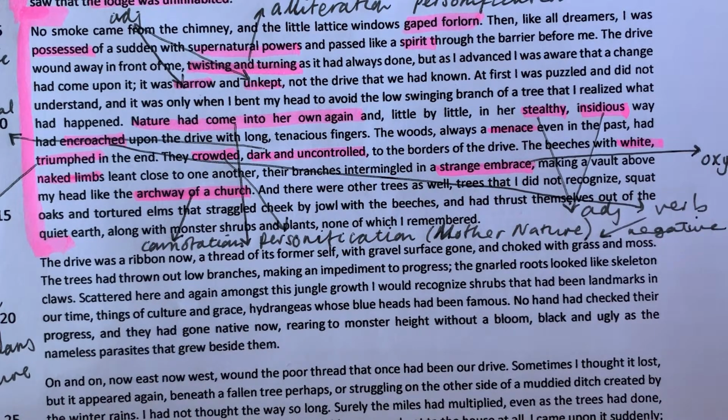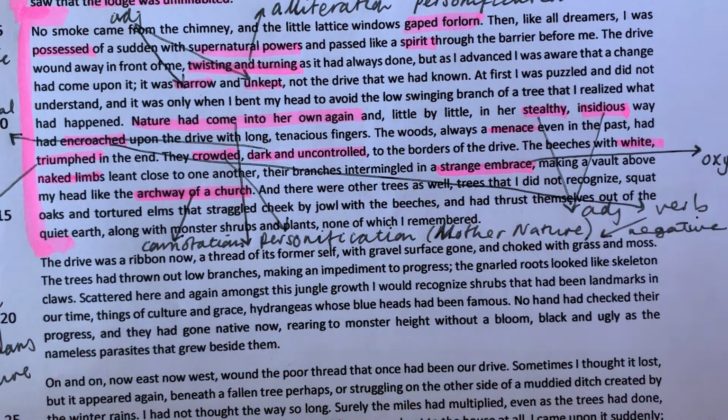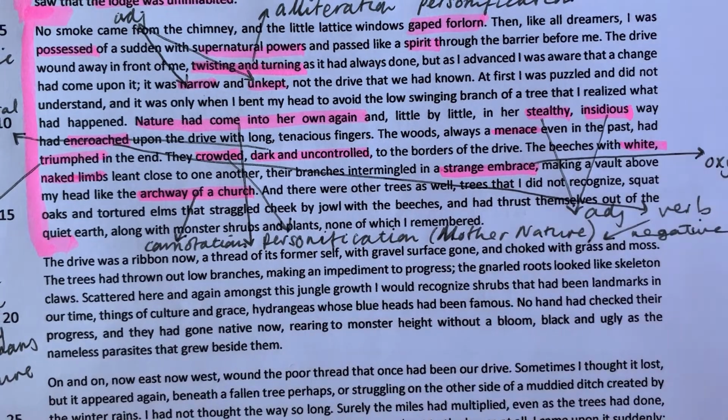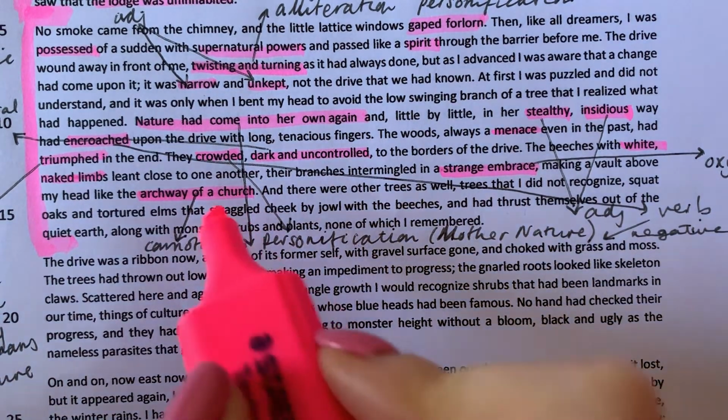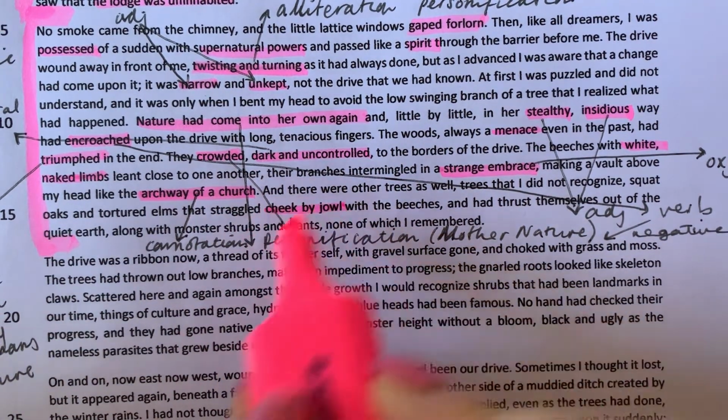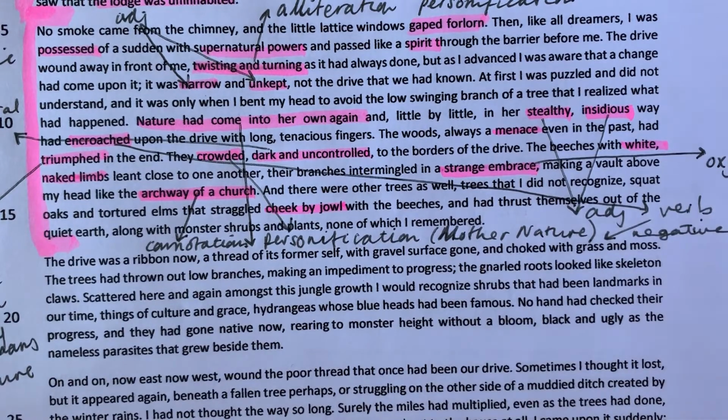tortured elms that straggled cheek by jowl with the beeches. So again, we've got straggled cheek by jowl. The cheek is the fleshy upper bit of your face. The jowl is the kind of, hopefully not many of us have it, but the bit of fat that kind of drops down from your chin. Dogs have them more often than humans do, but that idea that they're all intermingled so close, they're almost one part of their face. And then of course, by talking of cheeks and jowls, it's talking about the face.